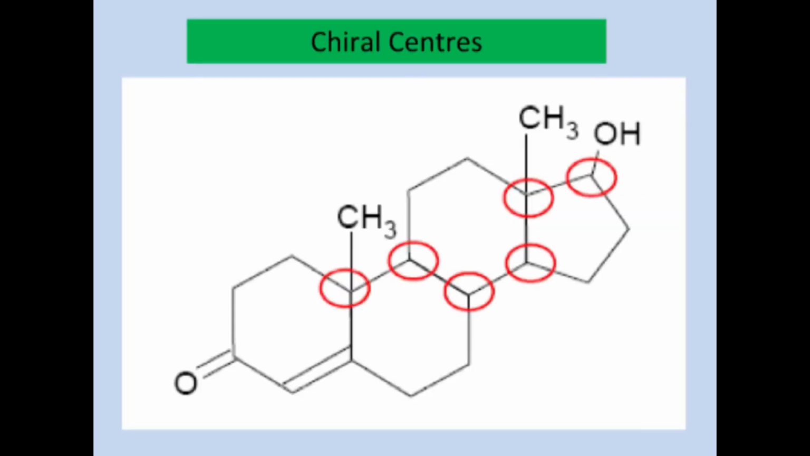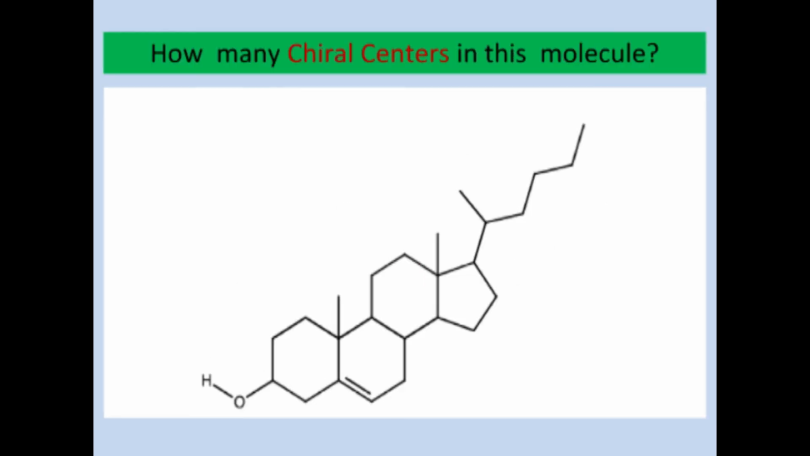Another worked example of chiral center finding is given here. Six chiral centers are given here. You can check your understanding. Another one I'm giving you as an exercise. You can check whether you understand how many chiral centers you can find in this molecule. If you have any problem, you can communicate or comment on the Catalyst Education YouTube or Facebook.